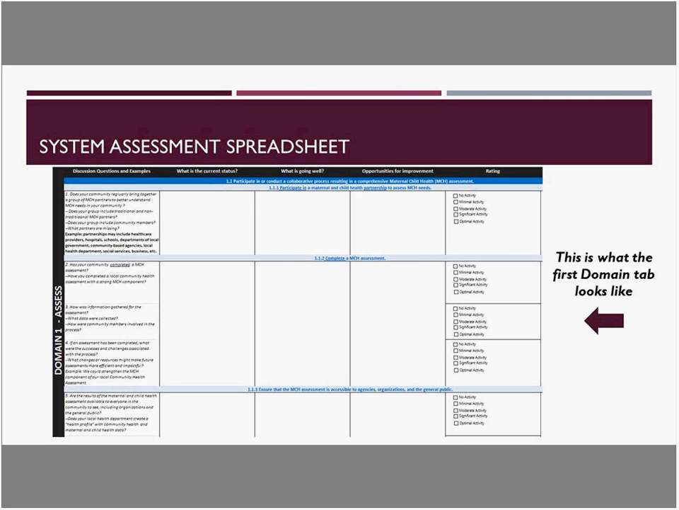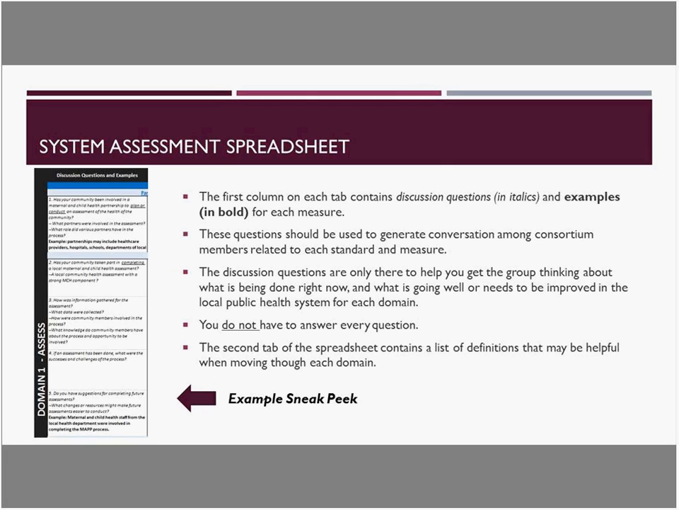Our next slide gives a little bit more information about the way that the spreadsheet is set up. So the first column, I said, contains the discussion questions, and you'll note that some of the cells have some language, and those are examples. So we tried to provide some examples of activities where we thought that the question might be a little bit confusing, might be hard to figure out where to start the discussion.